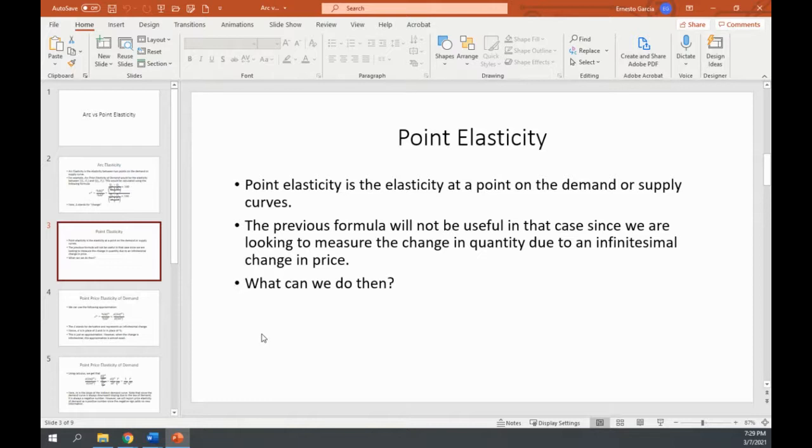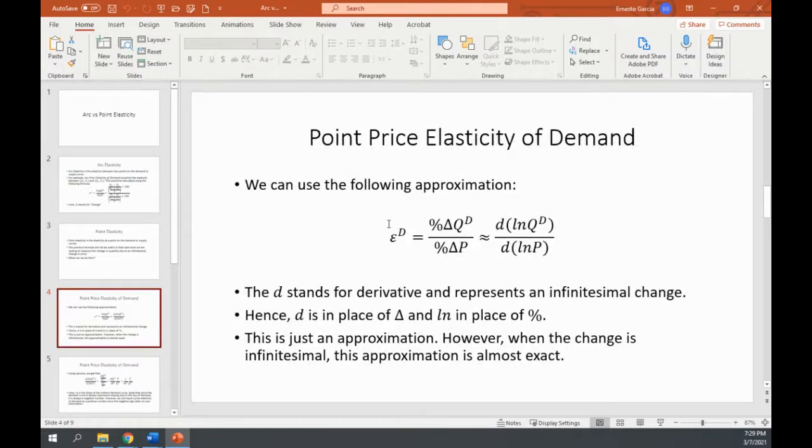Now, what point elasticity is trying to measure is what an infinitesimal change in price, a very tiny change in price, would cause to quantity. How would that change quantity? Well, if we can't use the arc elasticity form that uses the midpoint formula, what can we do? Well, we can take advantage of an approximation. For the rest of this, I'm going to specifically focus on price elasticity of demand, but an analogous argument can be made for price elasticity of supply. So we're going to take advantage of this approximation here.